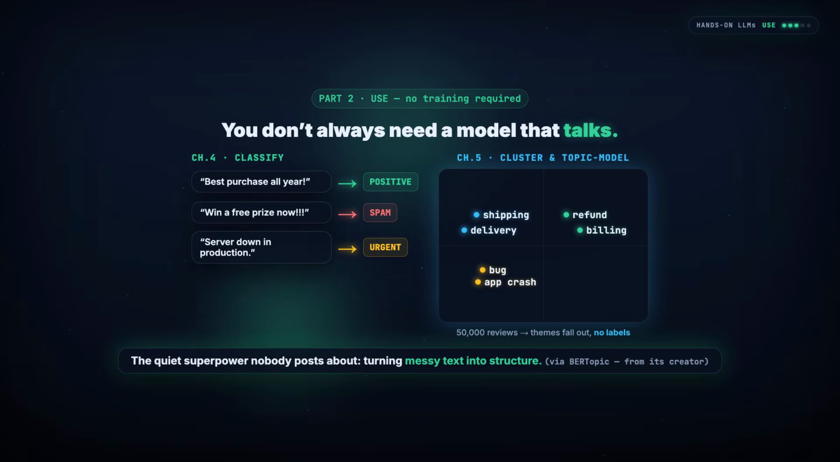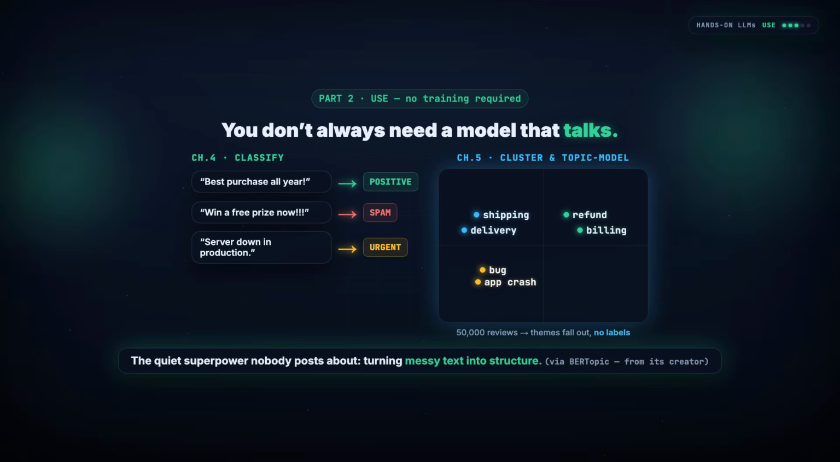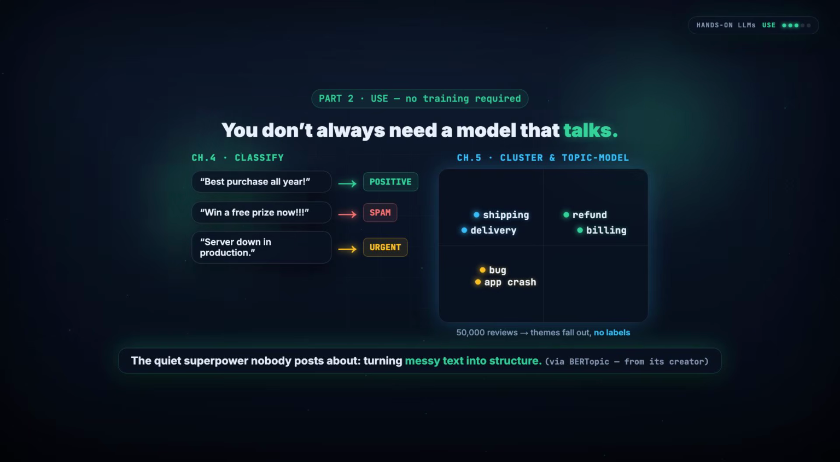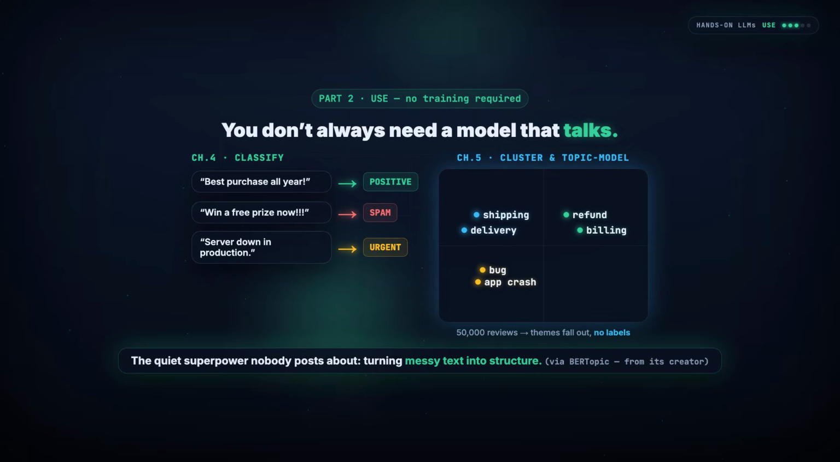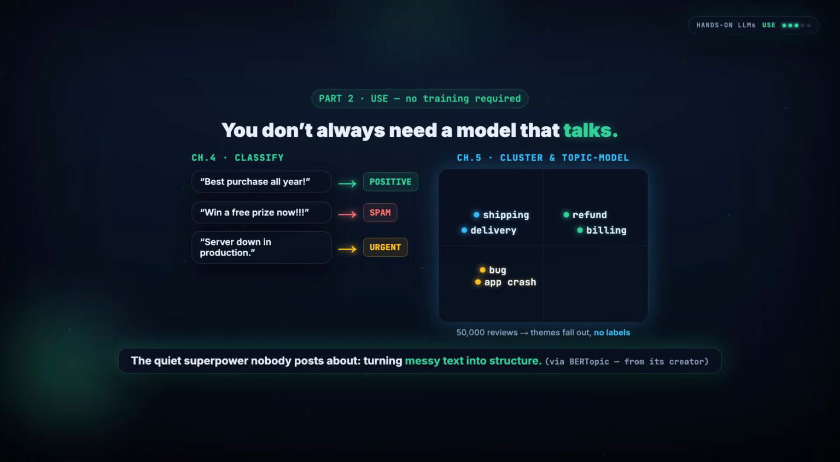Then, chapter 5 goes a step further into clustering and topic modeling. Imagine you have 50,000 customer reviews and no idea what's inside them. You turn each one into an embedding. Let similar ones group together automatically, and out fall the hidden themes. No labels, no manual reading. That's the BERTopic approach from the very person who built it.